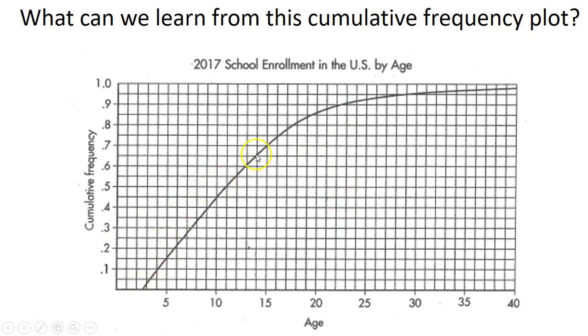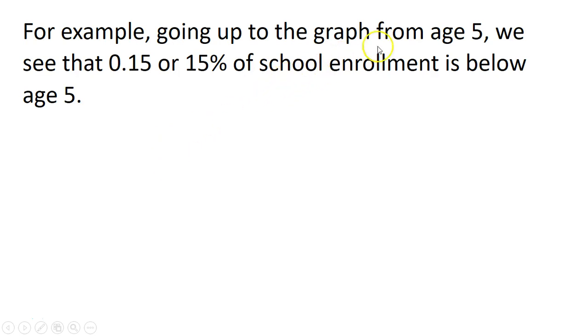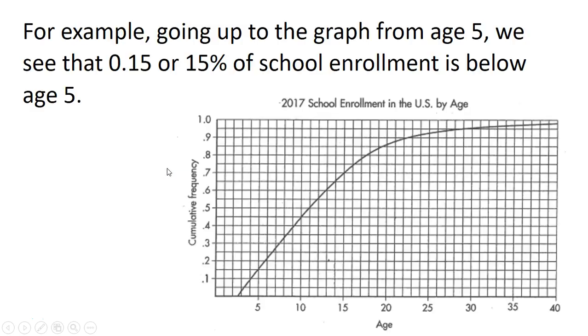It starts off growing and then it just doesn't grow as much over time, right? That's what it's looking like. We're trying to figure out the data. Now, these are the percents. Cumulative frequencies, right? Don't think too hard. These are the percents. So, for example, going up to the graph from age 5, we see that 15% of the school enrollment is below that. So what do I mean? Take a look. Age 5. That's 15%. 15% of school enrollment is below age 5.